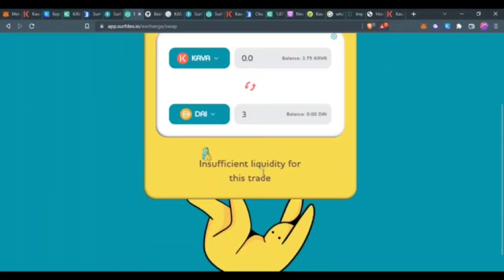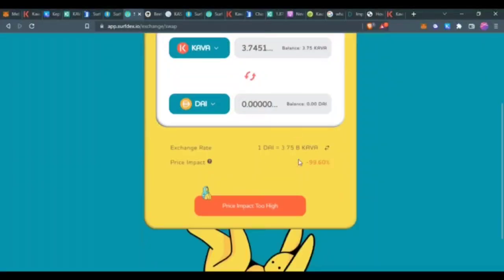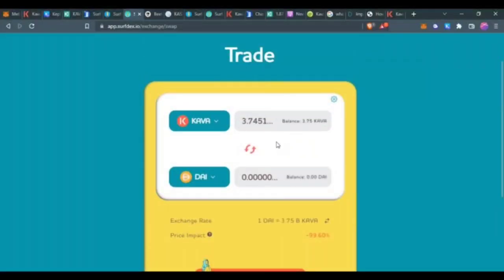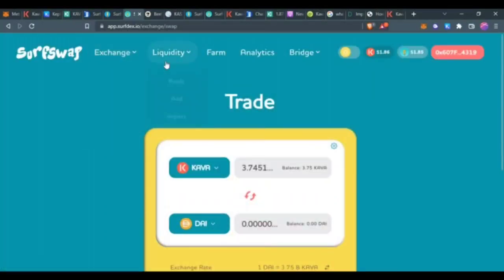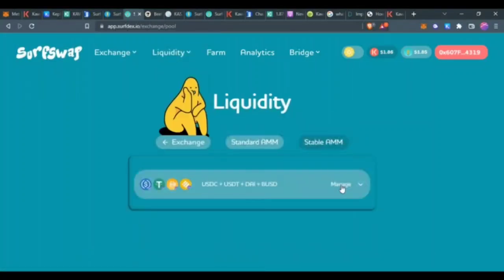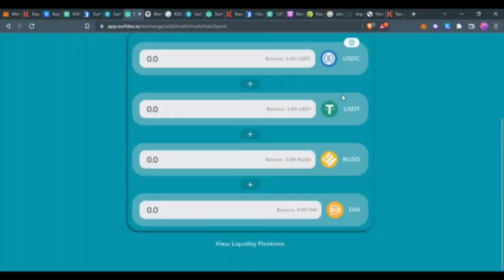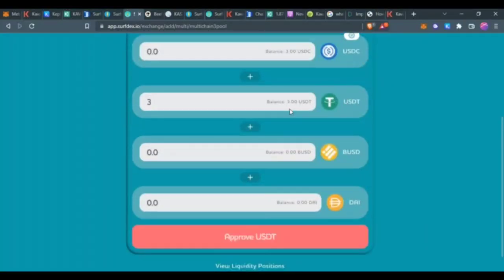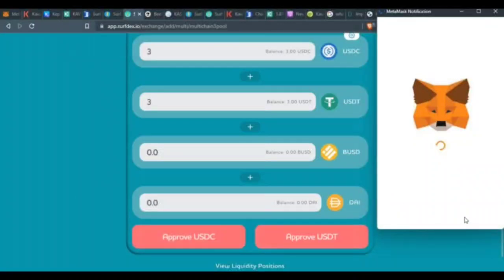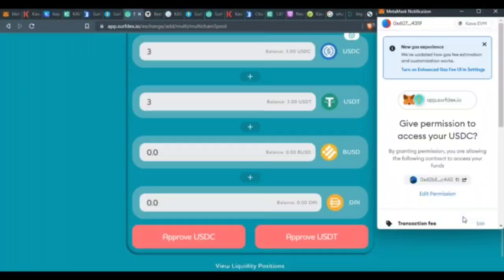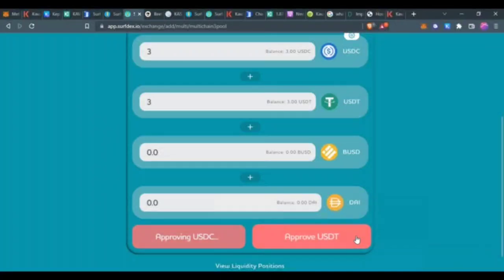Insufficient liquidity? Price impact too high. Yeah, it's not enough. They don't even have enough. Interesting. So over here we do have to approve because we're back on the Ethereum virtual machine. So we do have to approve those tokens to be used.